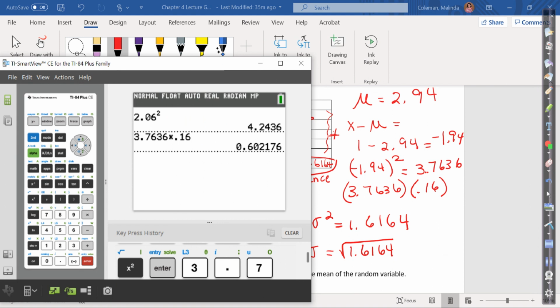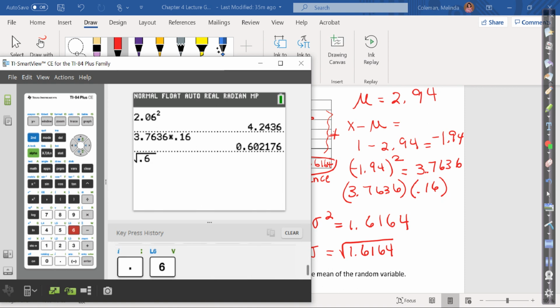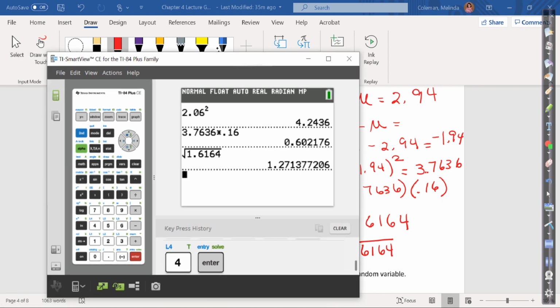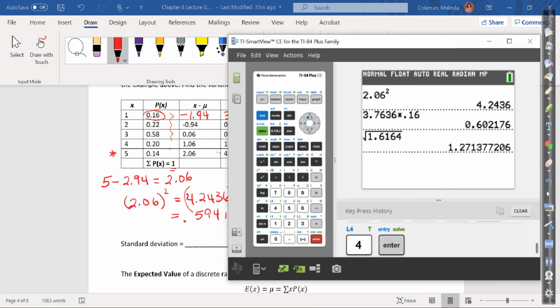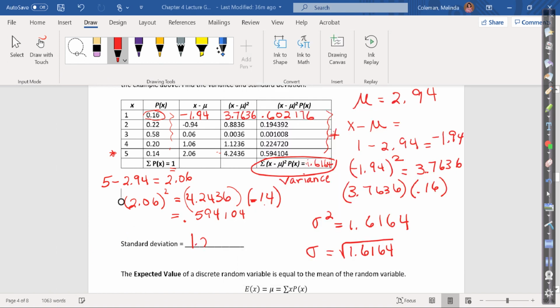It would be the square root of 1.6164, which is 1.27137. And again, depending on the number of decimal places, you're going to round the support amount.